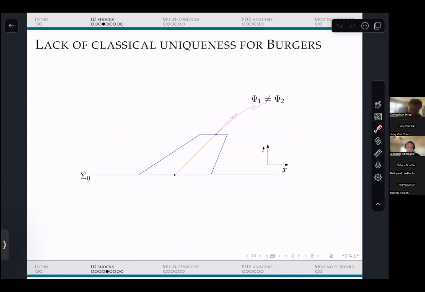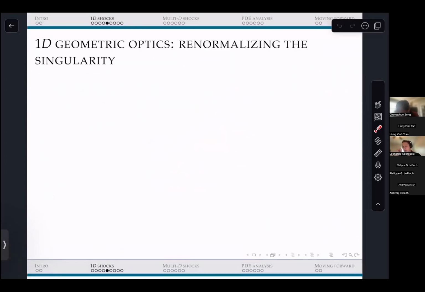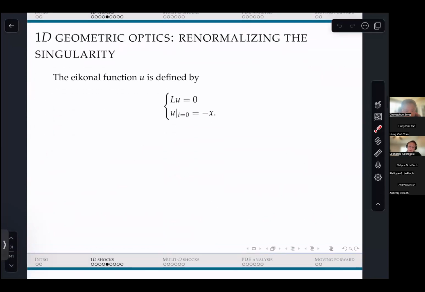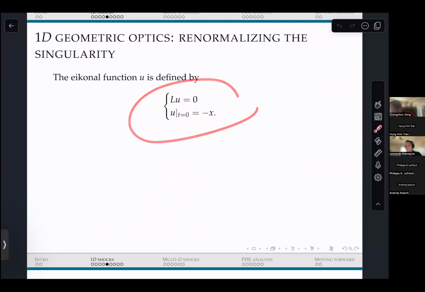Let me stick to Burgers for a little while longer. This is something that's known very well to the experts, but perhaps not to the rest of the wider PDE community. But in fact, the singularity for Burgers can be renormalized away. So let me tell you what I mean. Let me define here an eikonal function. This is a solution to this sort of PDE. This tells you that the eikonal function is constant along the characteristics, whatever those characteristics were. This is this function whose levels, whose values along these lines, are dictated at t equals 0 by minus x. That's what this PDE is saying.